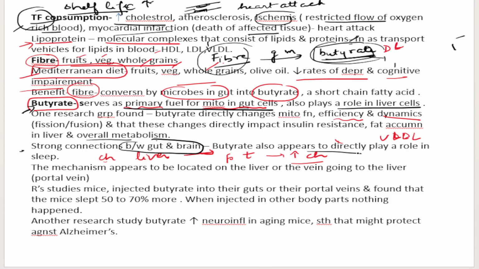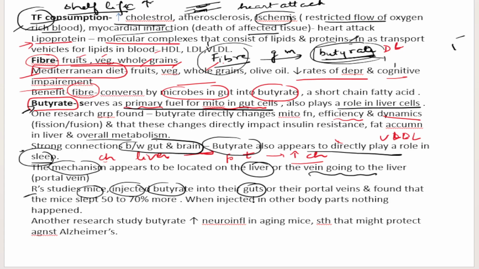And butyrate appears to directly play a role in sleep also. This mechanism appears to be located in the liver or in the vein going to the liver, which is the portal vein. Now there were certain studies in mice. Researchers injected butyrate into the guts of the mice or in their portal vein, and they found that the mice slept around 50 to 70% more. And when this butyrate was injected in other body parts, nothing happened.